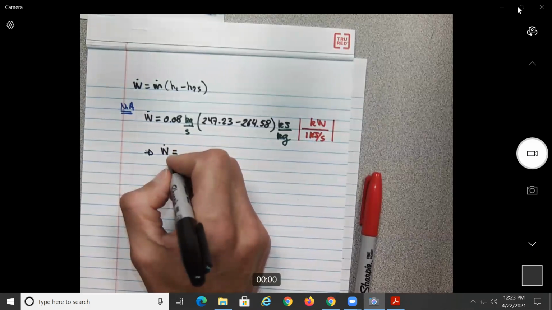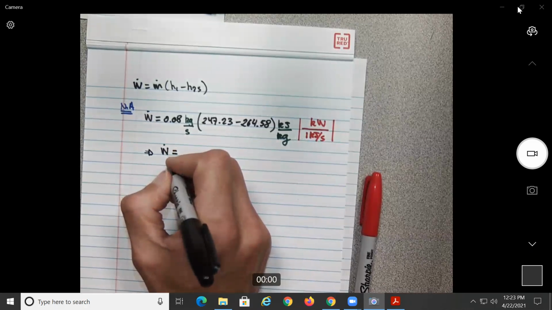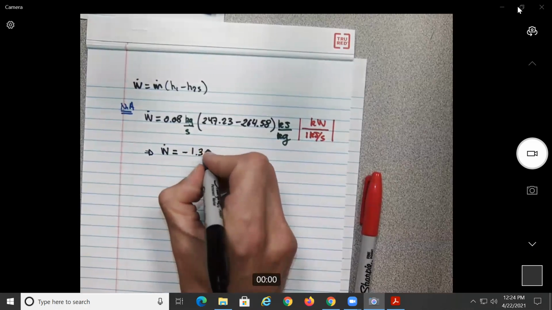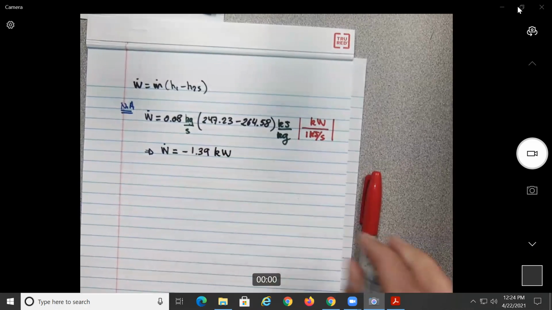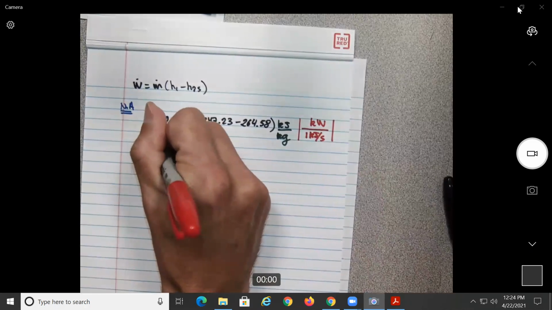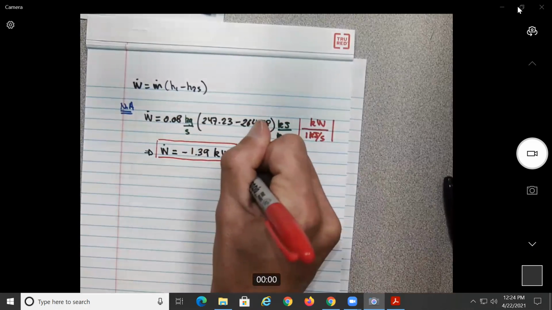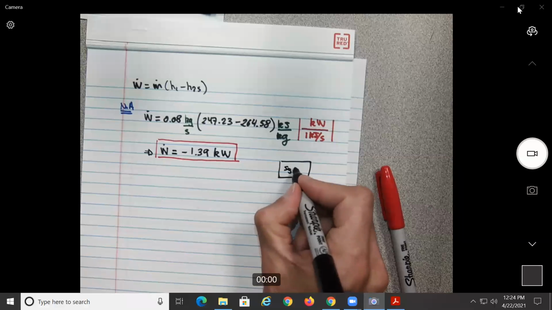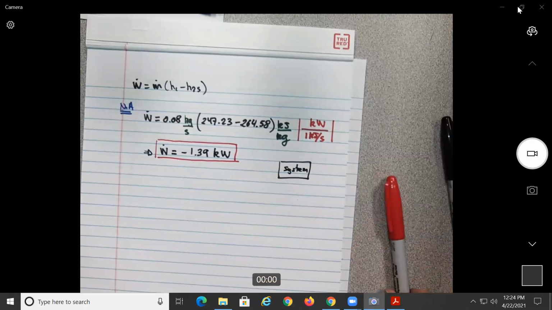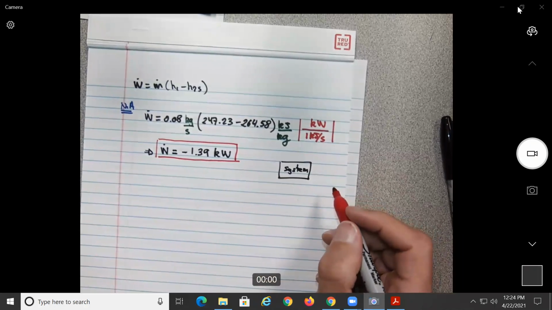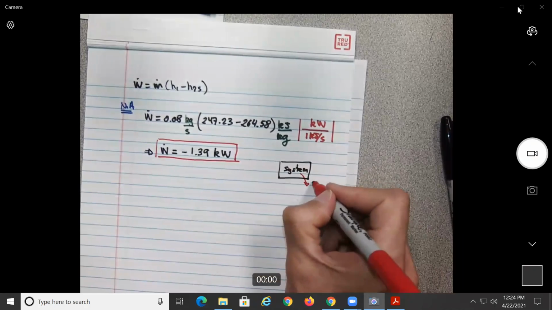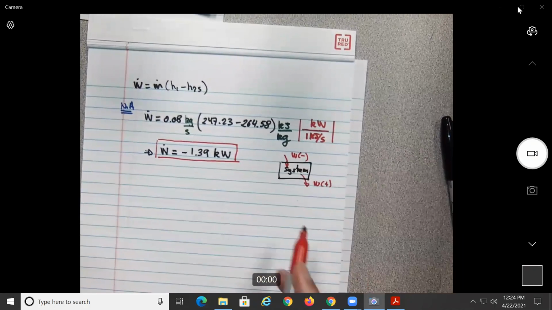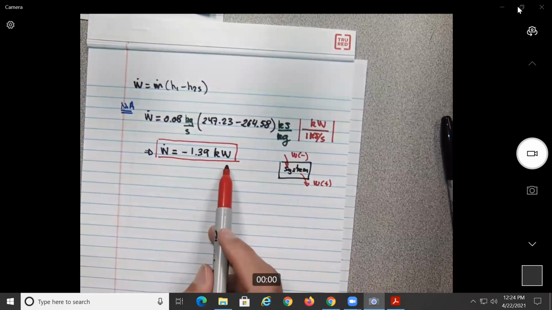We should get about 1.4. We're going to get 1.3 something. 1.38 or 1.39 if you round. Okay, 1.39 kilowatts. So the reason for the negative value here is that in the textbook the convention is that work done by the system is positive and work done on the system is negative, no? So since we need to provide work into the compressor, we get a negative value.